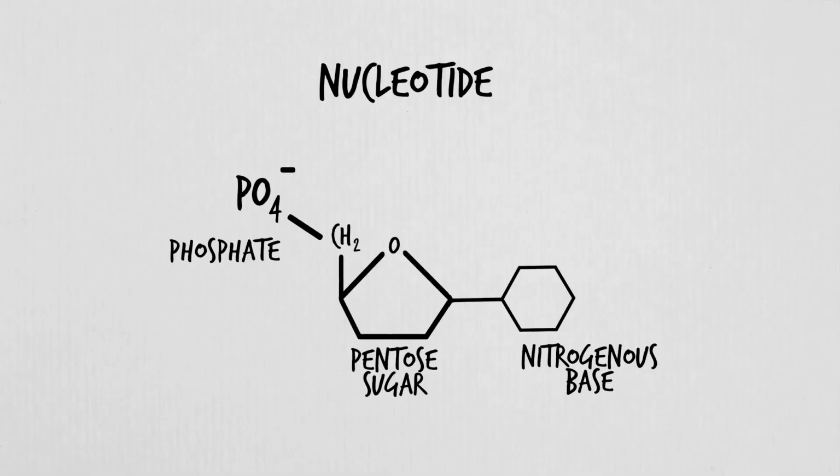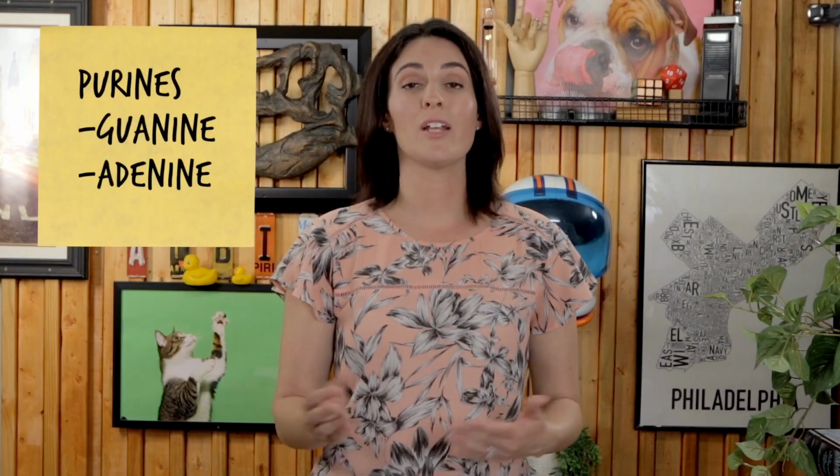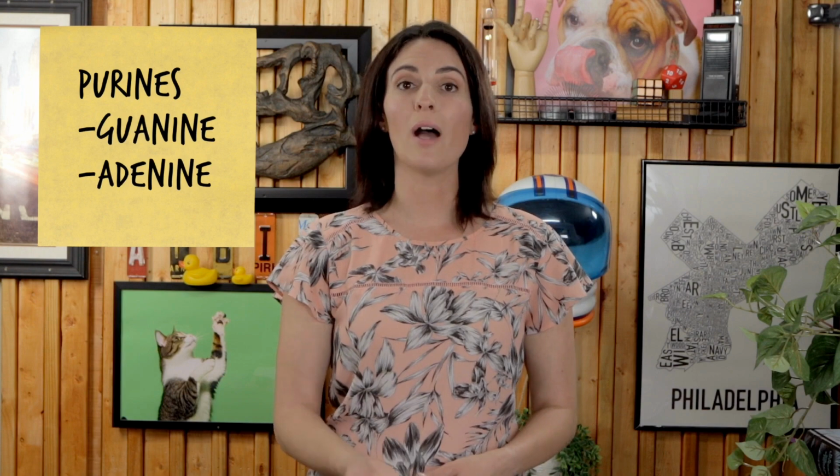The last part of a nucleotide is the nitrogenous base, which encodes the genetic information. The nitrogenous base is arranged perpendicular to the backbone and covalently bonded to the pentose sugar at the 1' carbon. There are 5 different types of nitrogenous bases grouped into 2 categories. The purines are double-ringed nitrogenous bases and include guanine and adenine. These are found in both DNA and RNA molecules.